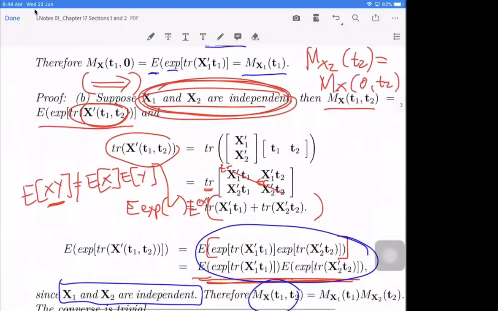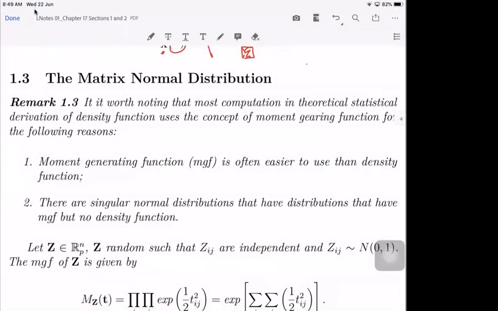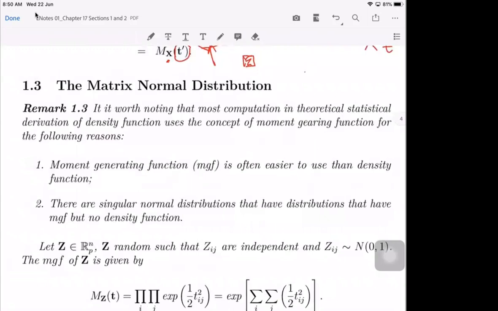Yes, ma'am. Okay, so let's continue. So now we will specifically study the normal distribution. So in this section, we will have the matrix normal distribution for a while. Okay, so remark 1.7 is worth noting that most computation in theoretical statistical derivation of density function uses the concept of moment generating function for these two particular reasons.